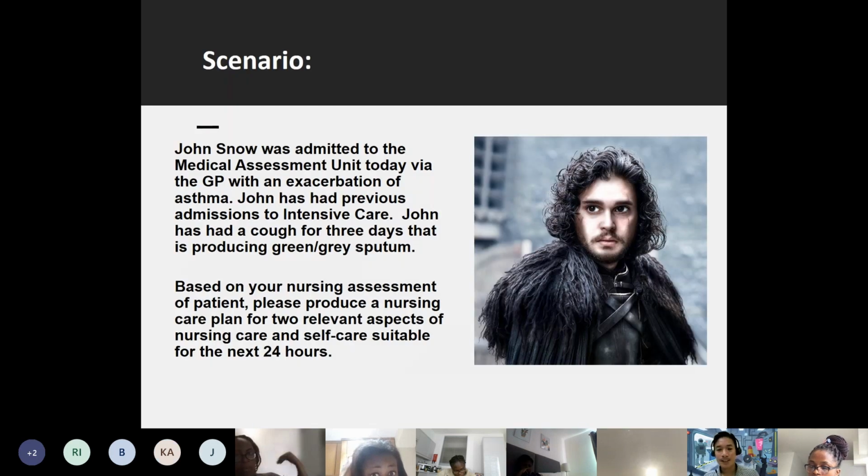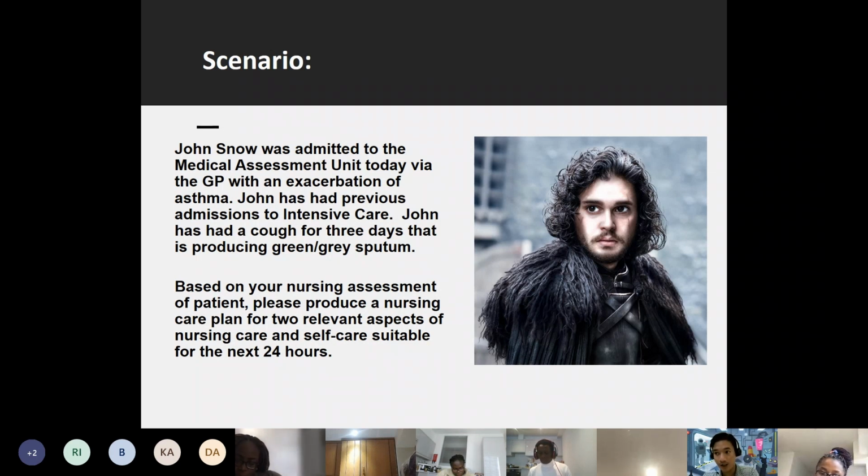All right, so this is our example. Okay, so you've all met Jon Snow. On your candidate pack, if you go to the planning section, let me read the scenario. Jon Snow was admitted to the medical assessment unit today via GP with an exacerbation of asthma. John has had previous admissions to intensive care. John has had a cough for 3 days that is producing green and gray sputum. Based on your nursing assessment, please produce a nursing care plan for two relevant aspects of nursing care and self-care suitable for the next 24 hours. So that is your task.